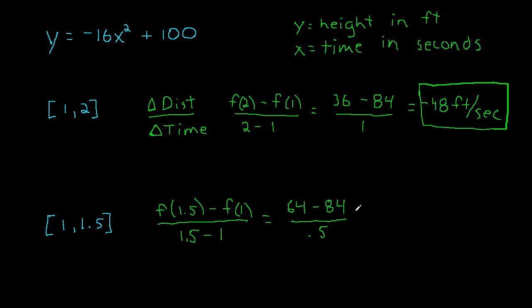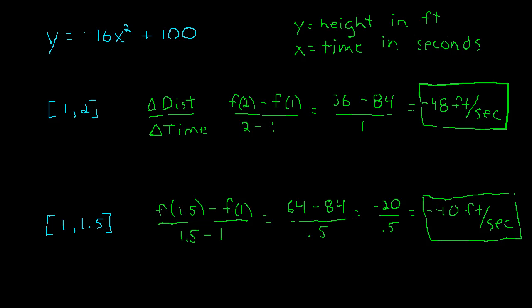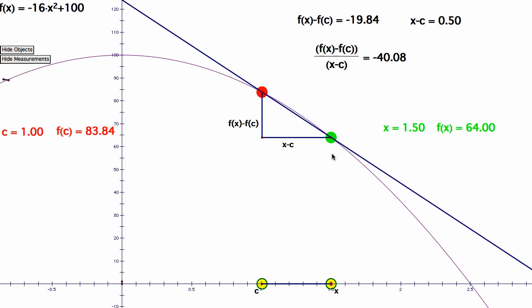And let's see, up top I get 64 minus 84 is negative 20. And negative 20 divided by 0.5 is negative 40 feet per second. Okay, so it looks like the average velocity slowed a little bit. And this should make sense from the graph, because we're really getting closer to when this object was first falling.